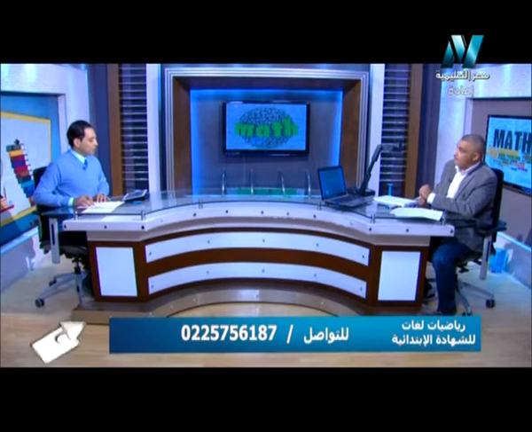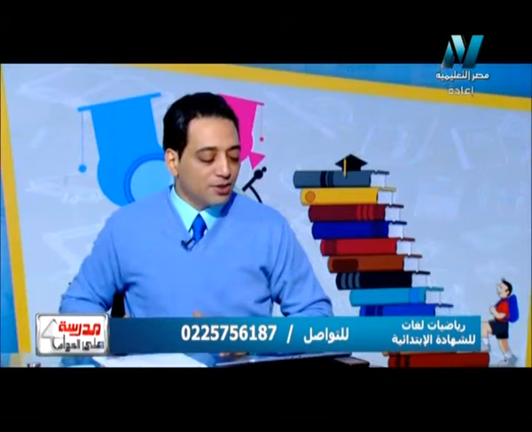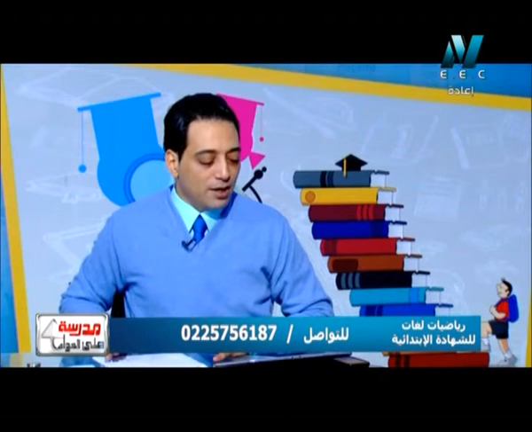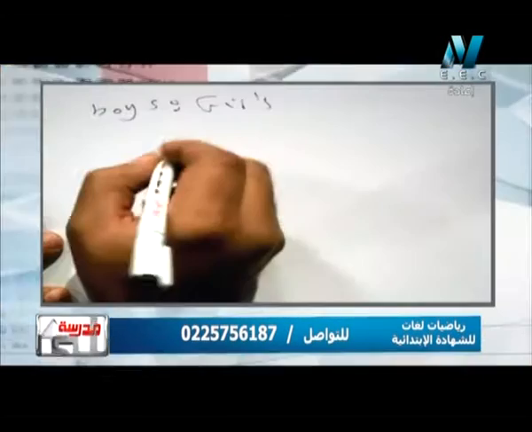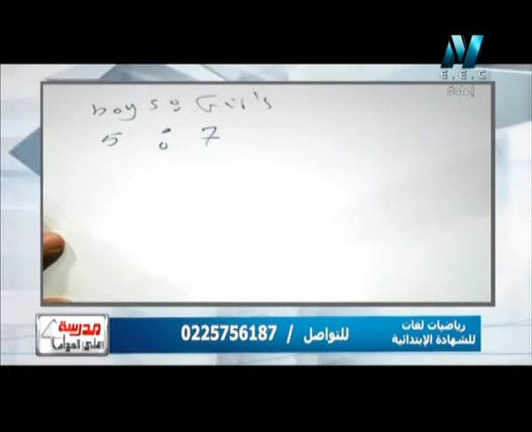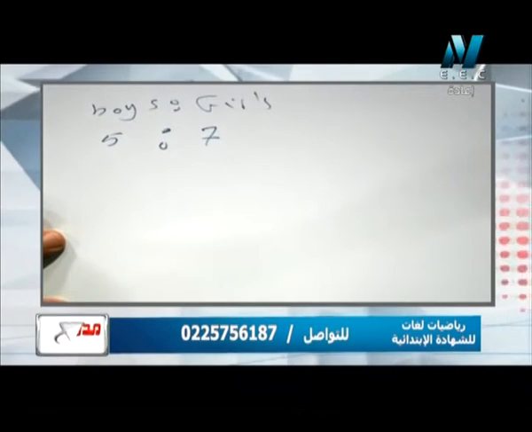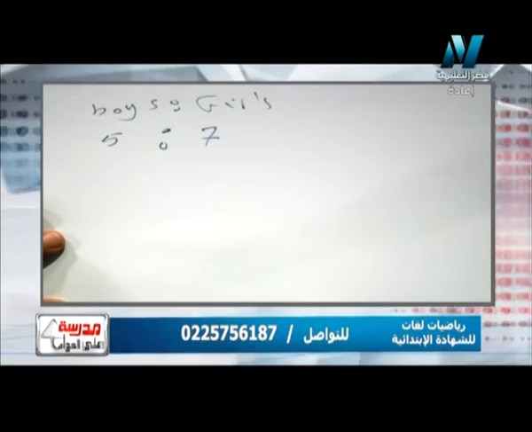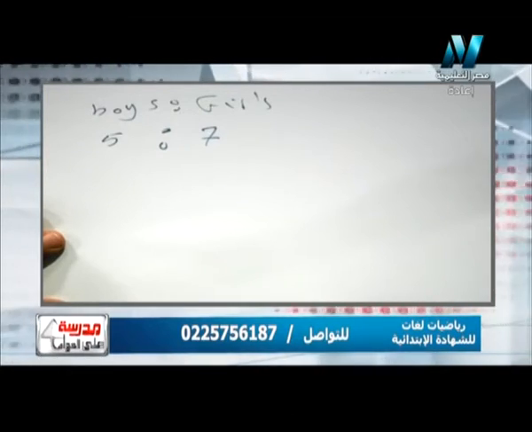All right, another exercise says: in a primary school as well, the ratio between the number of boys and that of girls is 7 to 5. If the number of boys is 52 more than that of girls, find the number of boys.